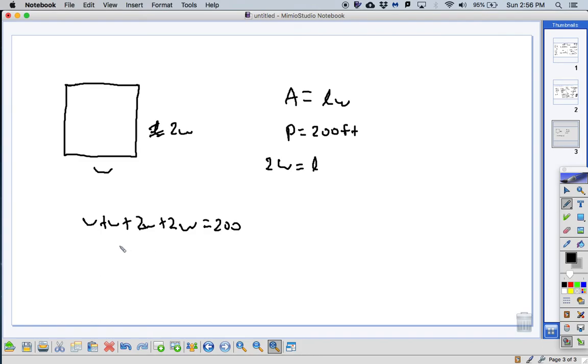200. So when you add it all up, you get 2W, 2W is 4W, another 2W is 6W is equal to 200. So W ends up being 200 divided by 6. And then you can plug those back in here to get the area.